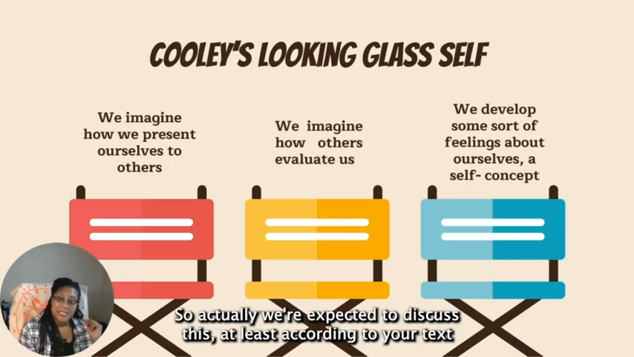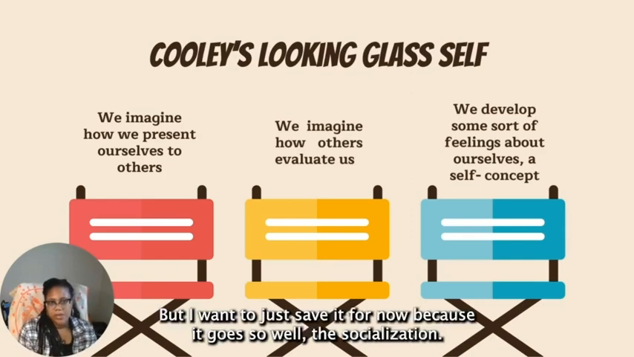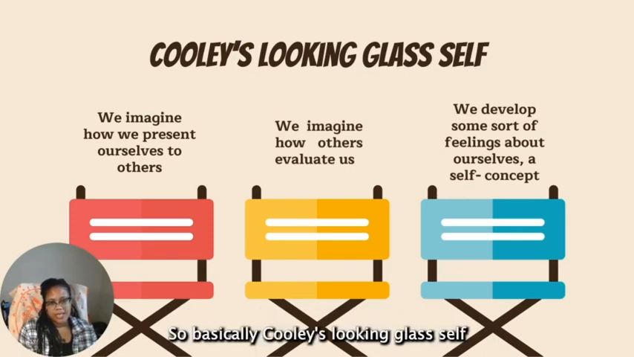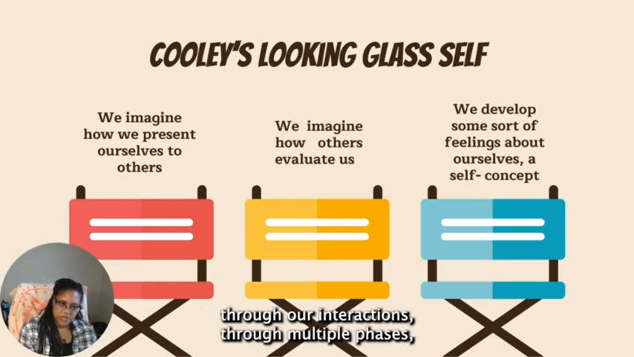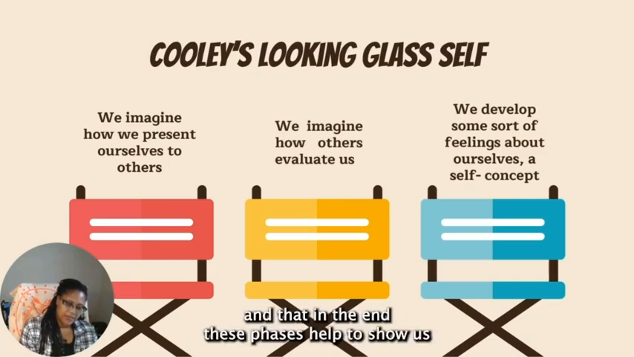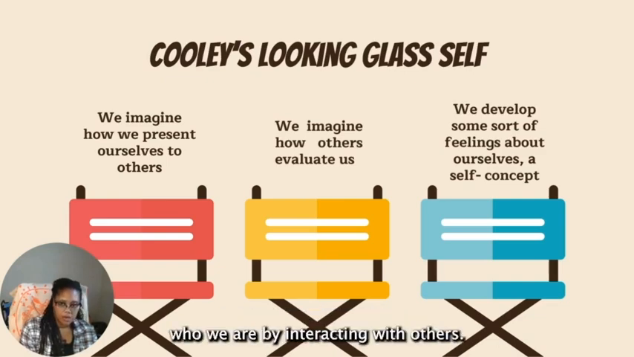And so, actually, we were expected to discuss this, at least according to your text, in the previous chapter, but I wanted to save it for now because it goes so well with socialization. So, basically, Cooley's looking glass self looks at how our sense of self is developed through our interactions through multiple phases. And in the end, these phases help to show us who we are by interacting with others.